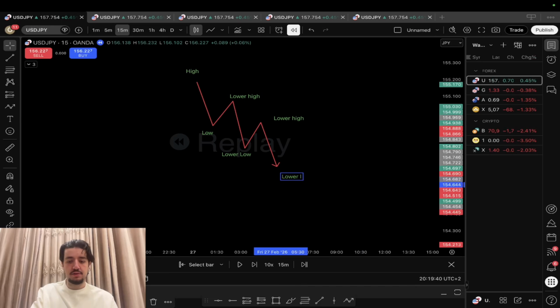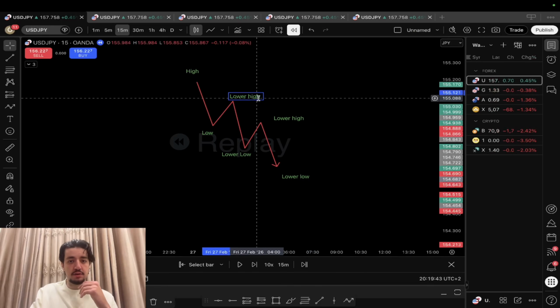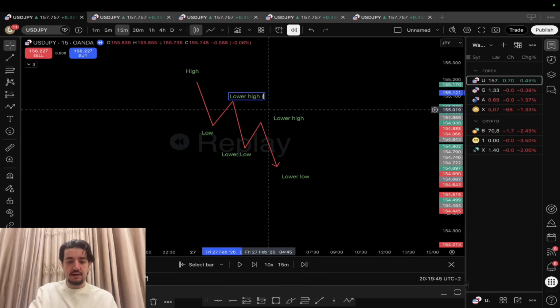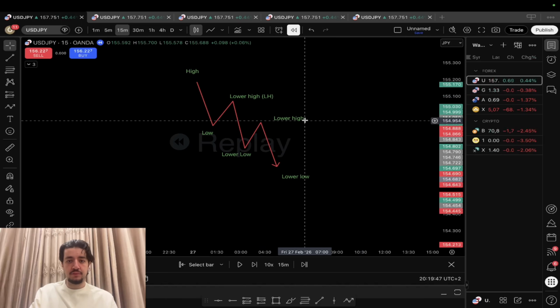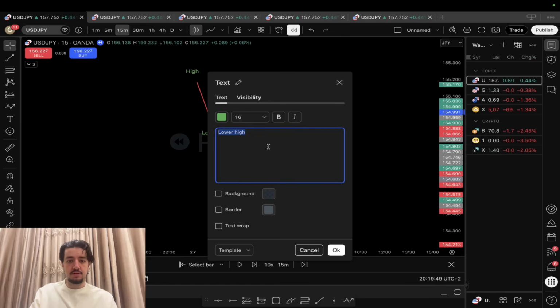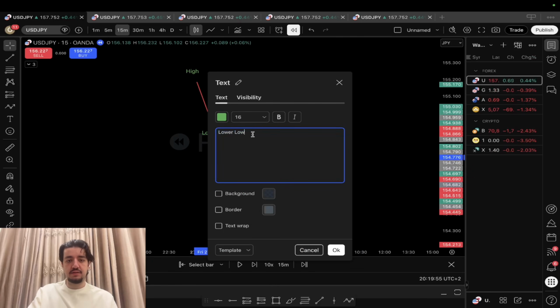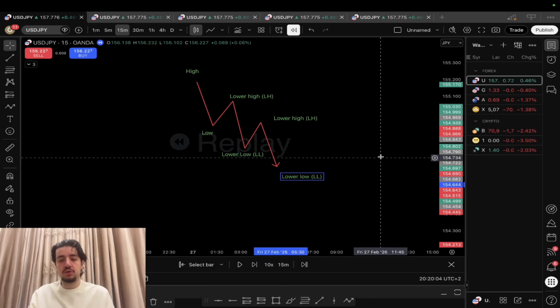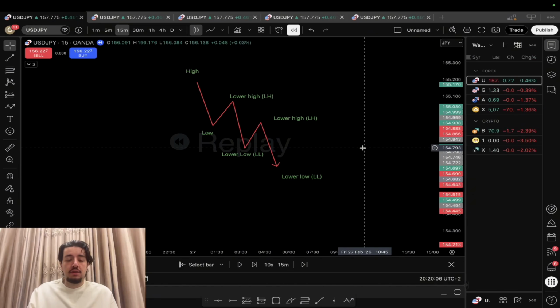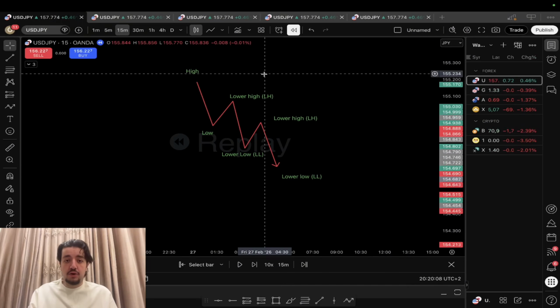Okay, cool. So LH, LH. Boom. And then lower lows is LL. Just so you know it, in case I write the abbreviations later on, you know what I'm talking about. Cool. So a downtrend, we said, consists of lower highs and lower lows.